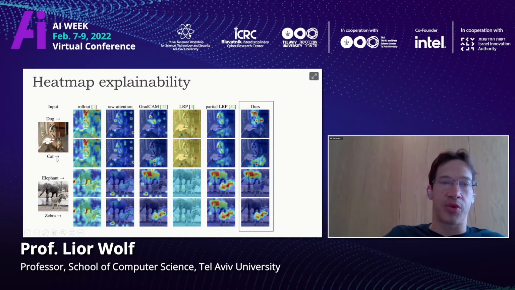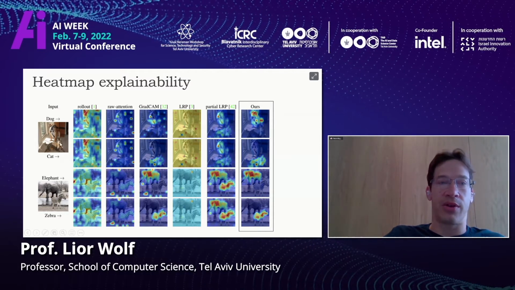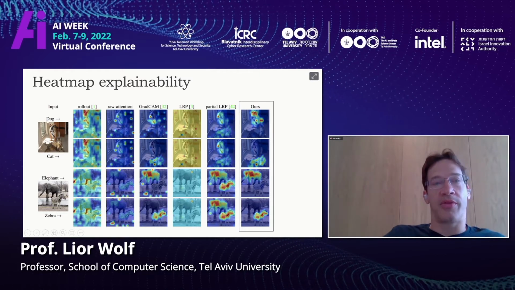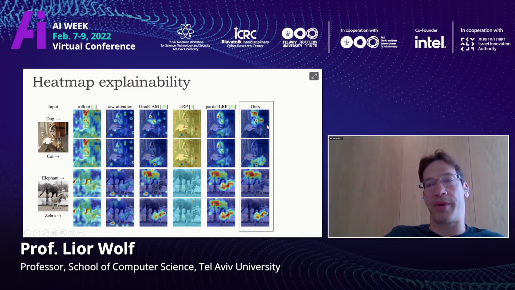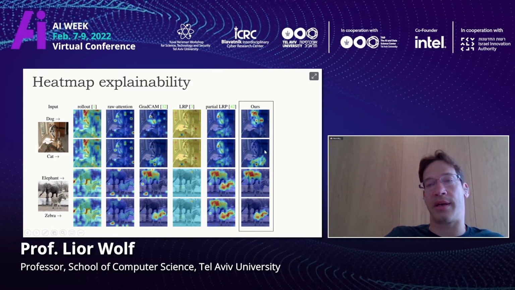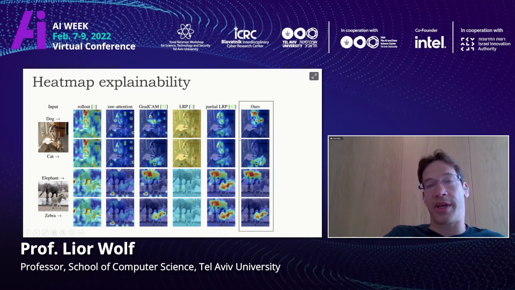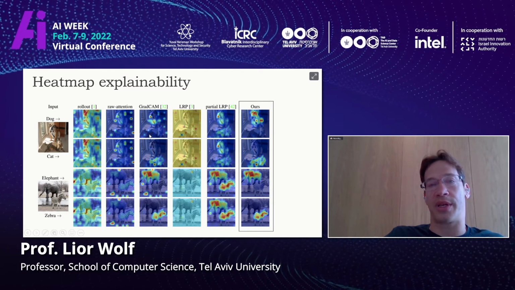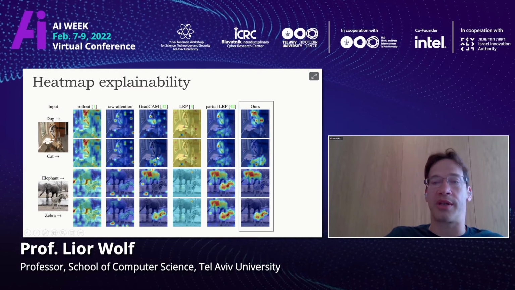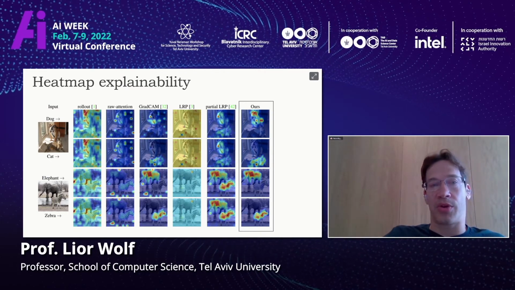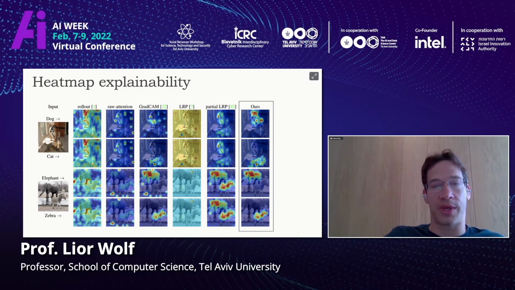So if this is the input image, it has a dog and a cat, and we have to classify what is in the image. For the label dog, our method highlights the dog. For the label cat, it highlights the cat. Other methods either have the same explainability map for both objects or are very partial in their outcome. This works for images, it works for text as well.